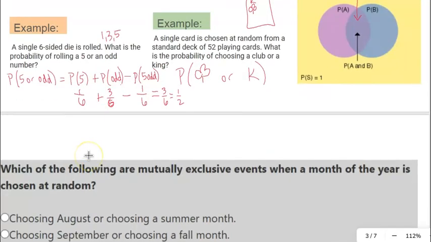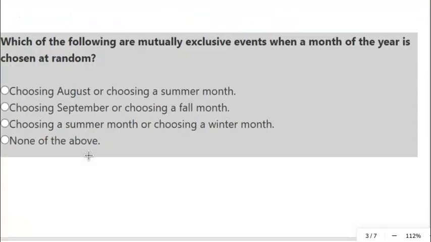So let's do some examples. First, we just want to identify which ones are mutually exclusive or not. So remember, mutually exclusive means cannot happen at the same time. I know the words are confusing. That's why I write this out every time. So not mutually exclusive means they can happen at the same time.